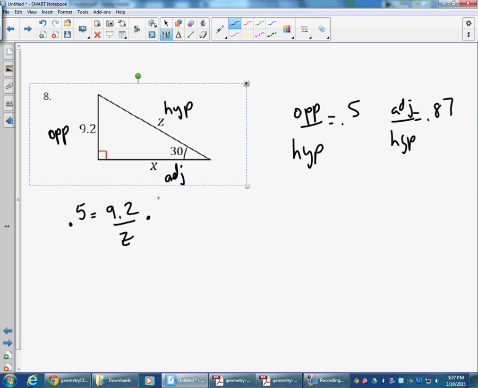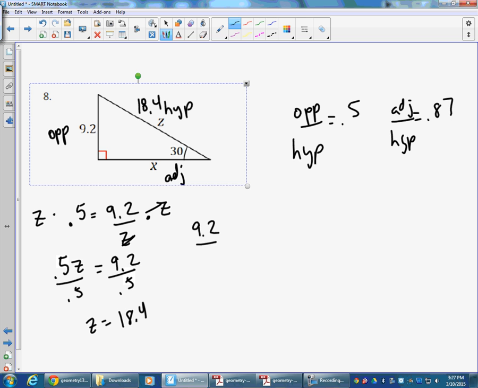To undo this, I would multiply both sides by z. So it cancels out over here, and I get 9.2 equals 0.5z. Dividing by 0.5, z is equal to 9.2 divided by 0.5, which is 18.4. That means the opposite is half of the hypotenuse. 9.2 divided by 18.4 is 0.5. You can check it on your calculator. So now I know the hypotenuse.